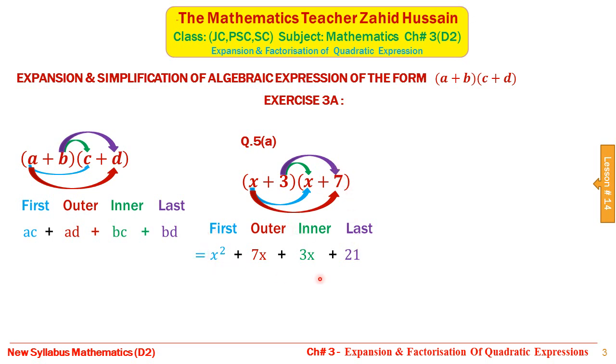Now this is the expansion. We have expanded this expression, that is, we have removed the brackets. Now we need to simplify this, and simplification, you know that we add or subtract the like terms. So there are terms having x square, x and constant term. There is only one term with x square. There are two like terms, 7x and 3x. We will add these two terms, and then there is only one constant term, and it is 21. So this is the expansion and simplification of this expression.